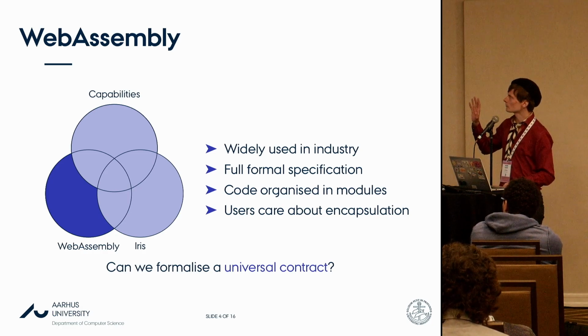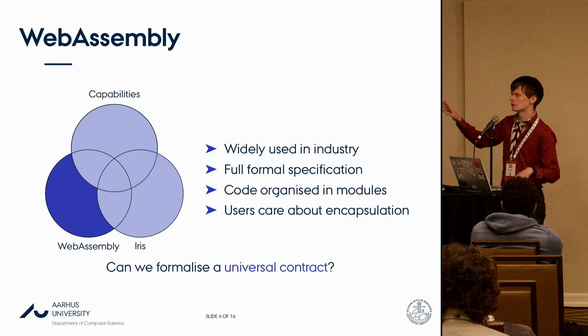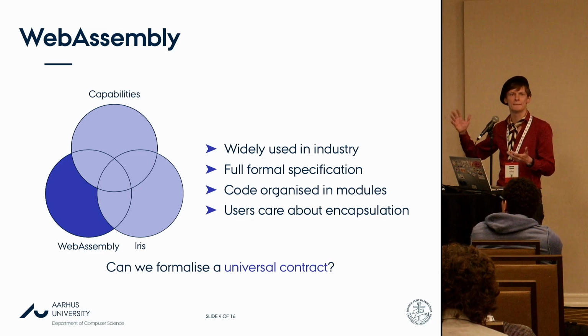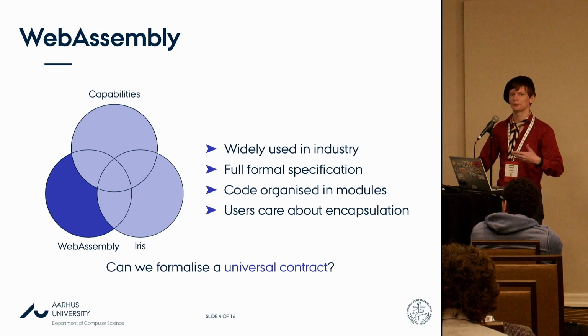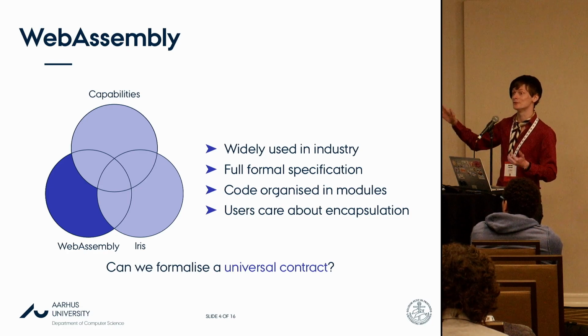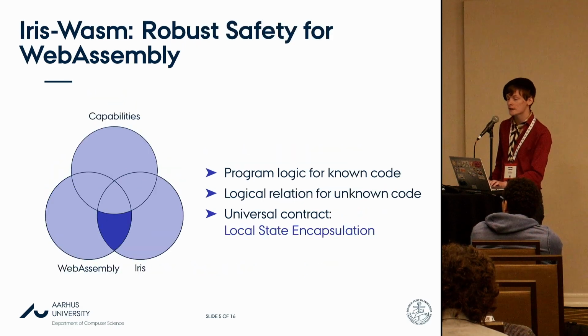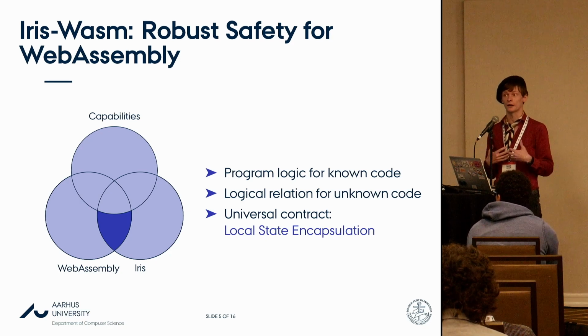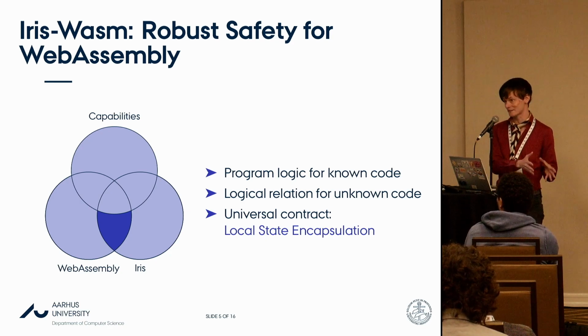The specificity of WebAssembly that we've focused on is that code is exported in modules, and WebAssembly guarantees what's called state encapsulation, meaning that a module is not supposed to be able to arbitrarily meddle with another module's state, say its memory, unless specific objects have been explicitly exported. And we wondered if we'd be able to formalize this using Iris as a universal contract, and that's how a couple of years ago we introduced Iris-Wasm, an instantiation of Iris with the full WebAssembly language.